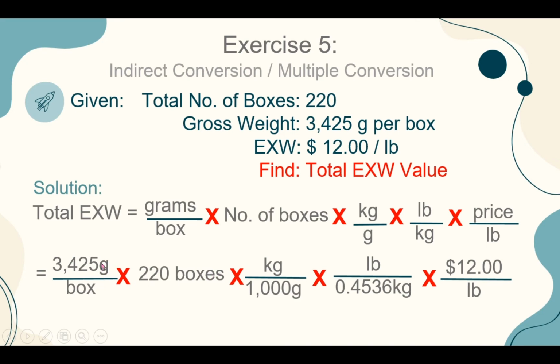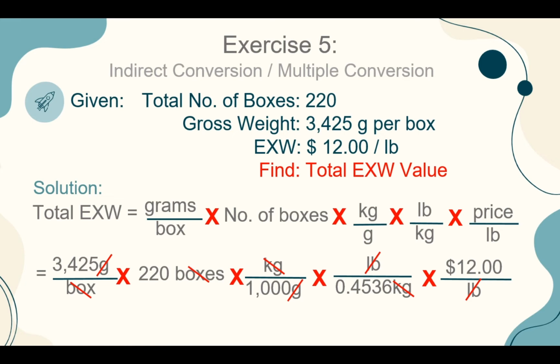And then, kailangan natin i-cancel out yung grams. Paano natin maka-cancel out? Siyempre, i-convert natin. So, for every 1,000 grams, meron kang 1 kilogram. And then, para ma-convert din natin ulit yung kilogram, kailangan natin maghanap ng kilogram. So, 0.4536 kilogram for every 1 pound. And then, ano ba yung price natin ng ex-works? $12 per pound. So, cancel out natin yung same units. Box, grams, kilograms, pounds. Ano yung natira? Diba yung price?